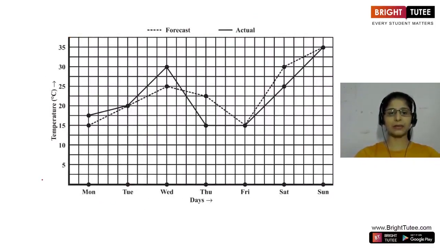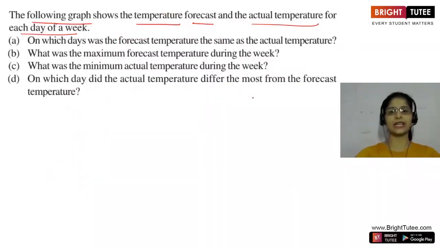So Monday, Tuesday, Wednesday, that means this horizontal line is representing the days and this vertical line is representing the temperature. Okay, so we see on Monday, forecast temperature is the dotted line and actual temperature is shown by the solid line. So on Monday the forecast temperature was 15 degree, but it was actually, just see, this gap is showing you 5. So this is 2.5, this is 5, this is now 7.5, 12.5, then 17.5. So it was actually forecasted 15, but it was 17.5 in actual. Let's see the questions and answer them.